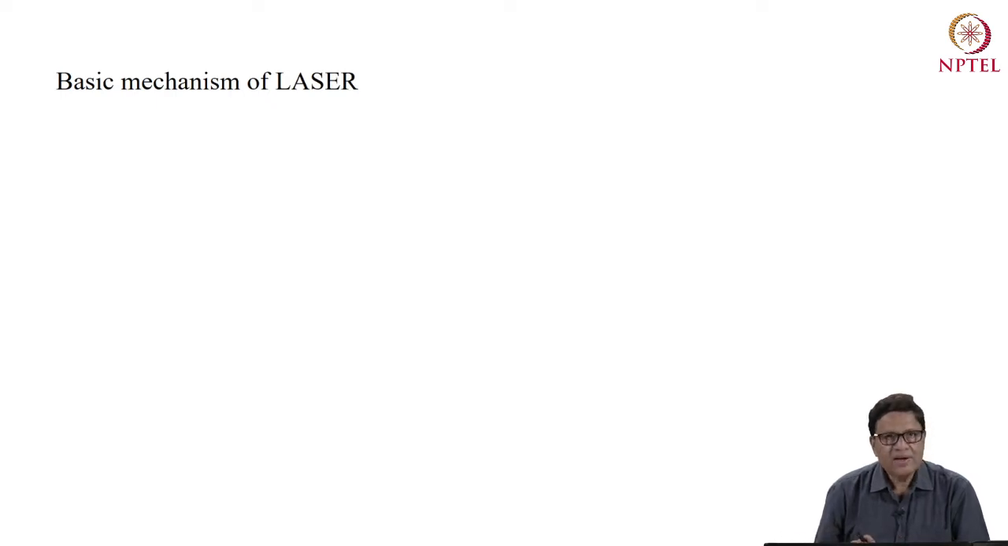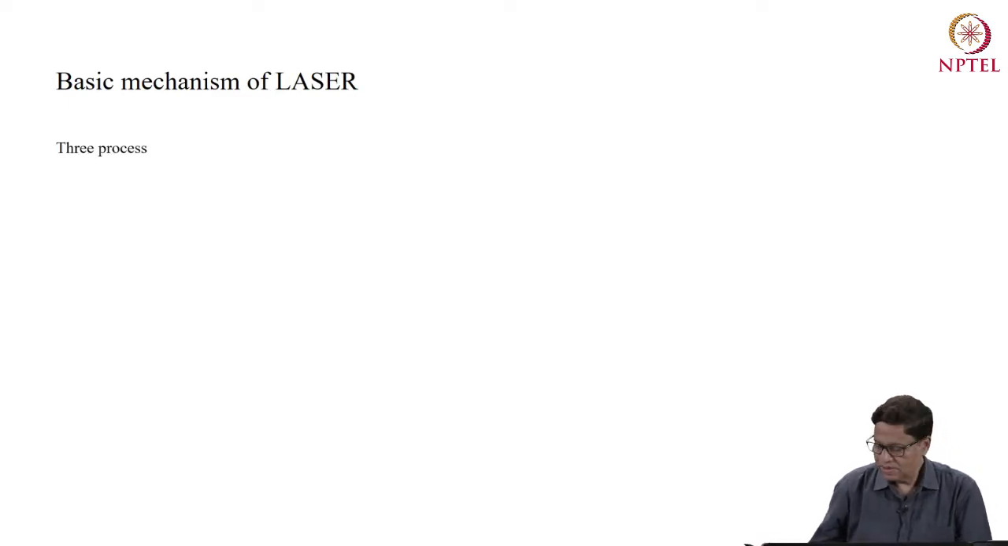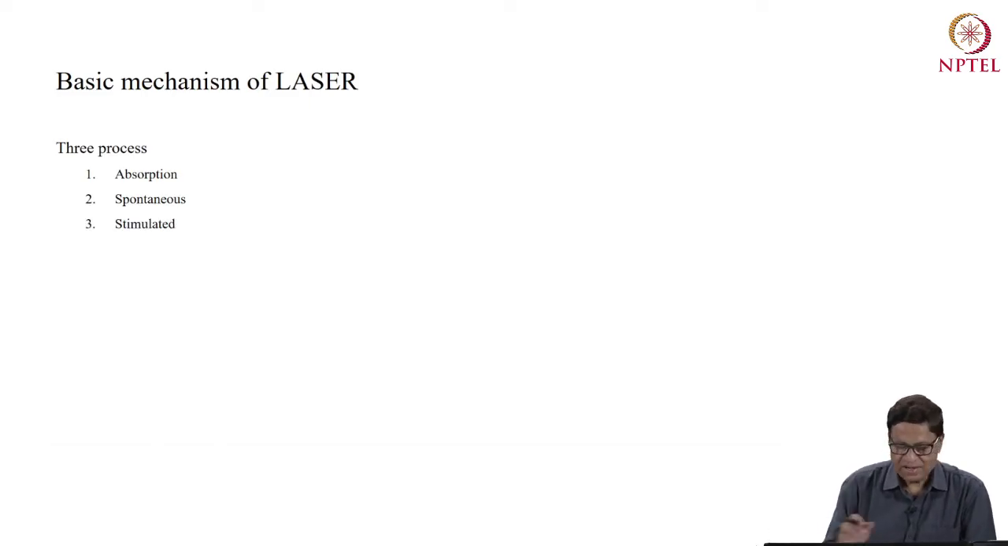So after understanding the coherency part, now let us try to understand the basic mechanism of laser diode. There are three processes which are happening in matter, and those processes are absorption, spontaneous process, and stimulated process. I'll discuss in detail about this. Let us understand what these processes are.